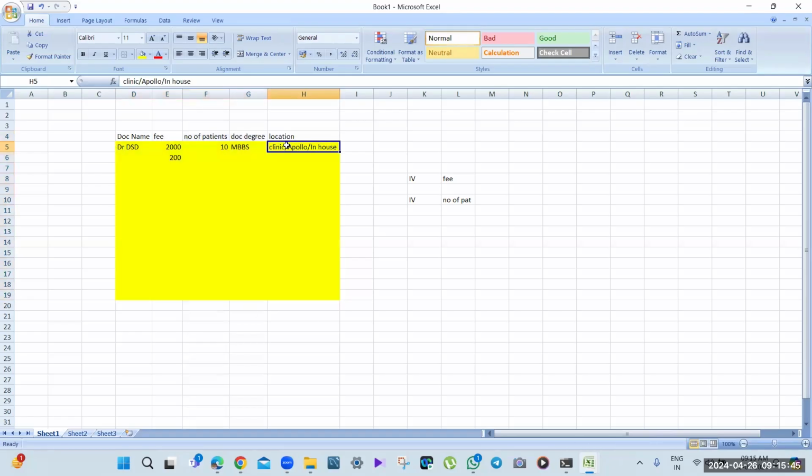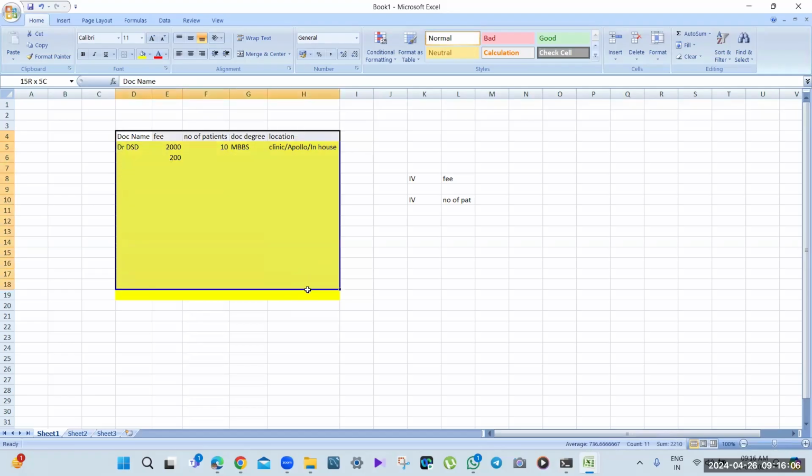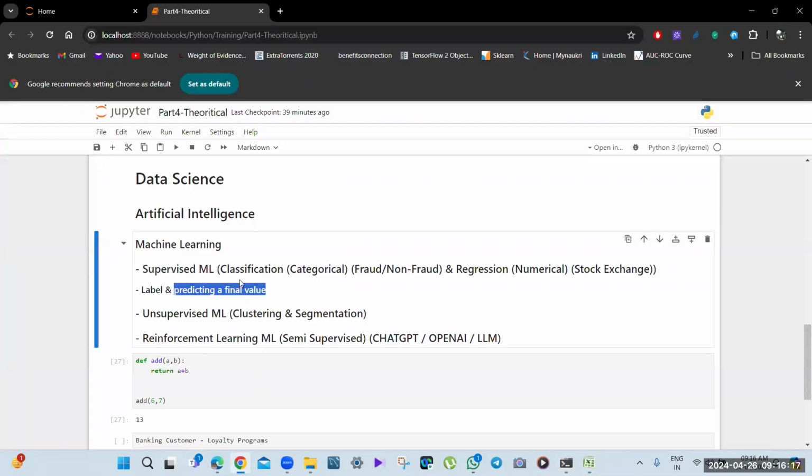Or if they come and say, I need to know whether this person sits in a clinic, Apollo, or in-house, you know it's going to be a classification problem. But you should go through each and every column, understand the role of a column and how much it can influence other columns. Once you get a clear idea on this, it will be easy for you to decide what kind of supervised machine learning it is. Now, going back to the main thing, this is all under supervised that we were talking about.